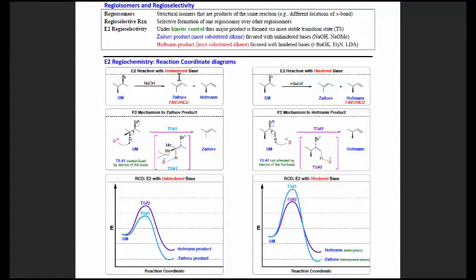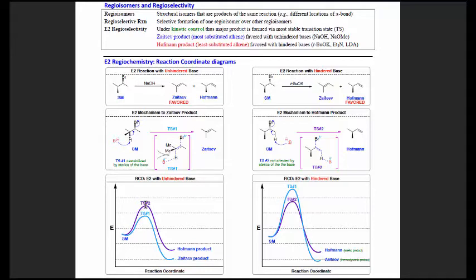So the small base that we're using, like say sodium hydroxide, then has a relatively low hump for the Zaitsev product because you're going from here down to a lower energy thing, and therefore this is a relatively low energy pathway. By contrast, going to the higher energy product leads to a higher energy hump to get there as well. And so really the height of the transition states is determined largely by the energy difference of the two products.